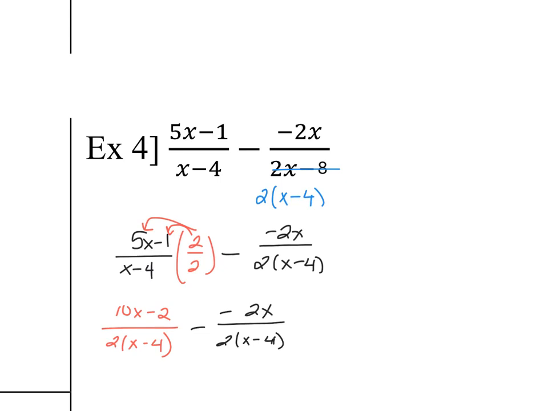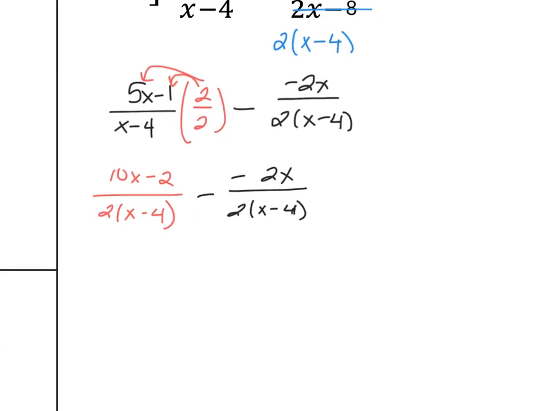Now that we have common denominators, 2 times x minus 4 on both of these, we can go ahead and do the operation that it tells us to do in the center, which in this case is subtract. So remember, when you subtract, you have to distribute this negative. So this 10x minus 2 is going to stay, but a negative times a negative is going to be a positive. So this is really plus 2x. All over, the denominators don't get added, they stay the same. 2 times x minus 4.